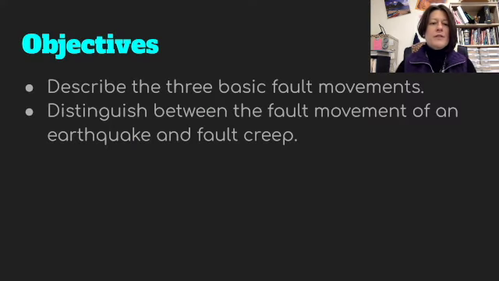So our objectives for this video are pretty short: to describe the three basic fault movements. That would be our normal fault, our reverse fault, and our strike-slip fault, and distinguish between the fault movement of an earthquake and fault creep. So don't forget your 5 questions.